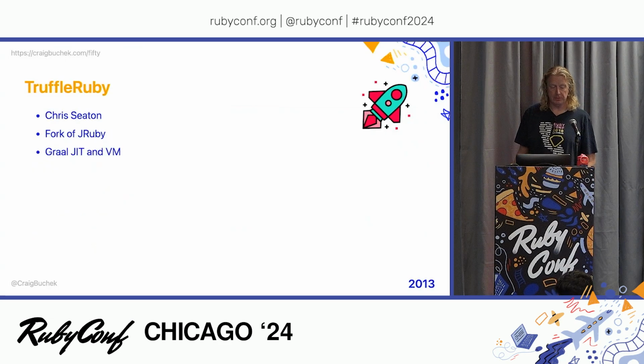TruffleRuby came out in 2013. It's a fork of JRuby on the Graal JIT and virtual machine. Those are also from Oracle, just like the normal JVM, so I don't know what the difference is, and I don't know why they haven't combined yet.